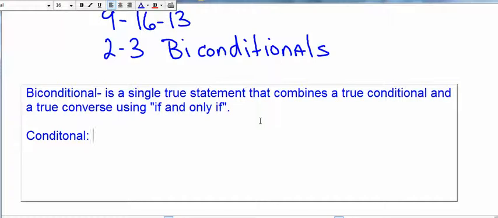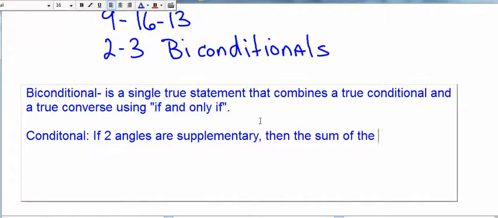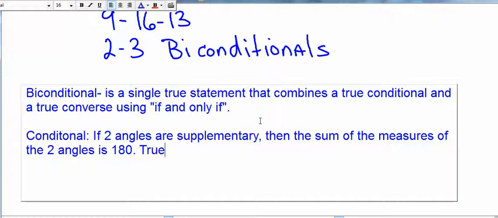Alright. Problem 1 says, what is the converse of the following true conditional? Well, here's the true conditional. If two angles are supplementary, then the sum of the measures of the two angles is, what's it going to be? 180. Good. That's your conditional. What's the truth value of that statement? Jessica. Very good. It's true. For 2 reasons. 1, we know it's true, and 2 is the book just said it was true, didn't it?